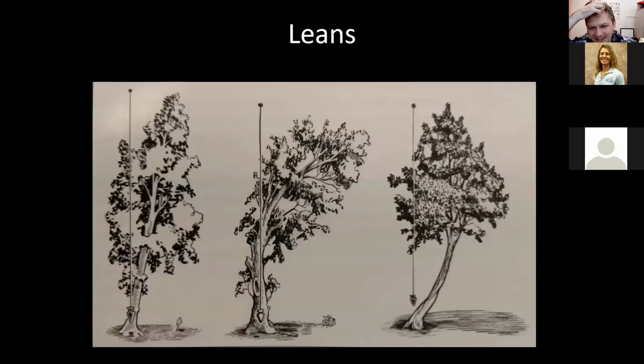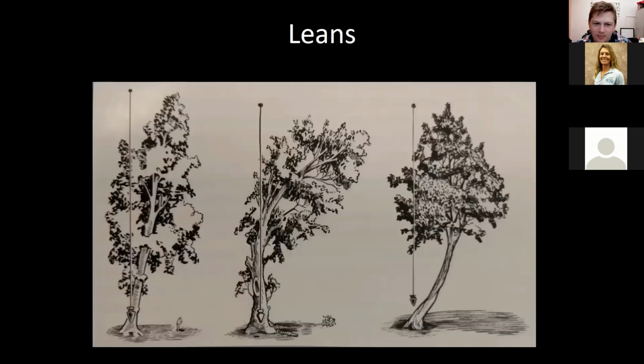So, okay. The next thing here is I want to cover some tree defects. One of the most obvious and biggest issues with trees are leans, and they can occur very rapidly. If you look at these leans, not all of them are the same, and the reason for that is that these trees grew under different circumstances.